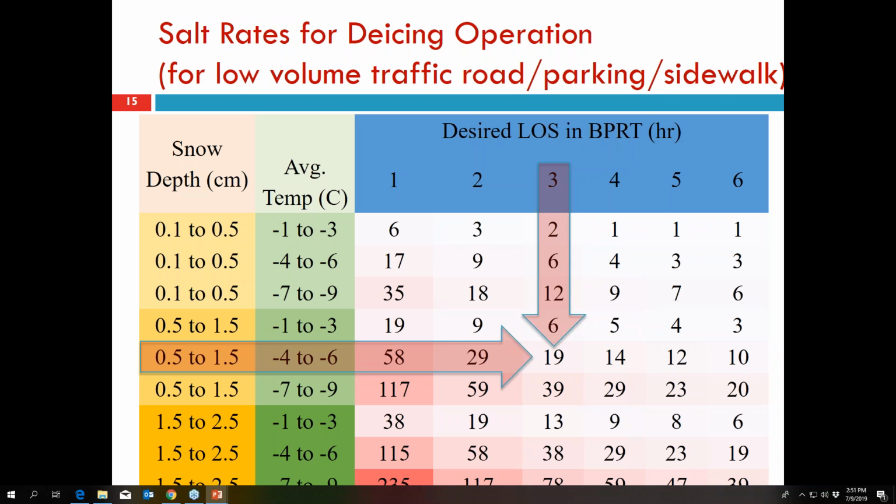For example, in this case, if snow amount is about 1 centimeter and temperature is -5 degrees C for the event, and your level of service requirement is 3 hours, you want to melt 80% of the snow in 3 hours, you need to apply 19 pounds per square feet of salt. I'm sorry, I forgot to give the unit of the application rate, but it's again from that previous paper, the TRB paper. More information is available in that paper.